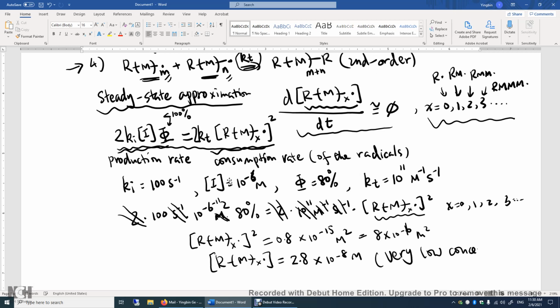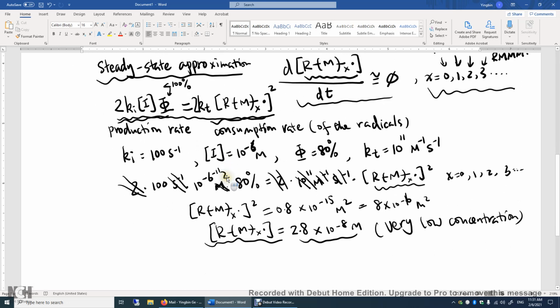and that makes sense because radicals are highly reactive. We are looking at this radical. You can call this radical chains or radicals. Typically, they have very low concentration, and over here you can see in my numerical example, the concentration is very, very low, and in experiments, it's very hard to measure the concentration of the radicals. So over here, by using steady state approximation, we can estimate the concentration of the radicals.